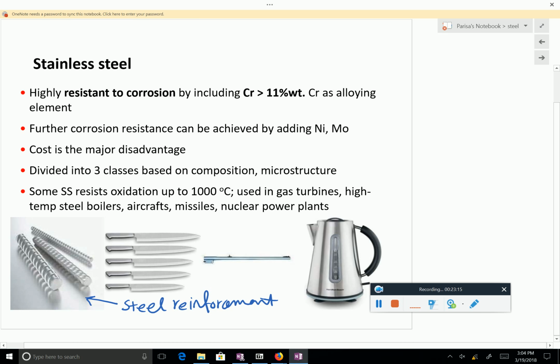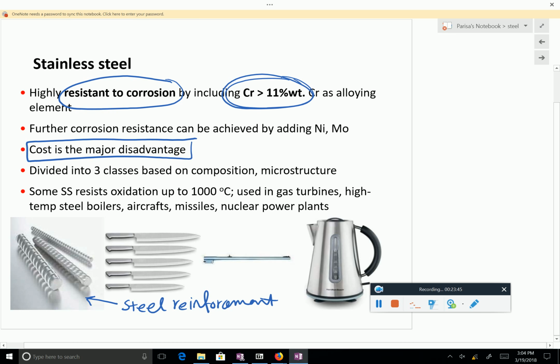It is stainless steel. And why is it good? It's because it's resistant to corrosion. And you saw that one way to do that is to add chromium. And this is basically what it is. It has a lot of chromium. Of course, it's great, it's corrosion resistant, but the caveat is that it's very expensive. So you cannot really have bridges and highways having all stainless steel reinforcement. So cost is the major disadvantage.